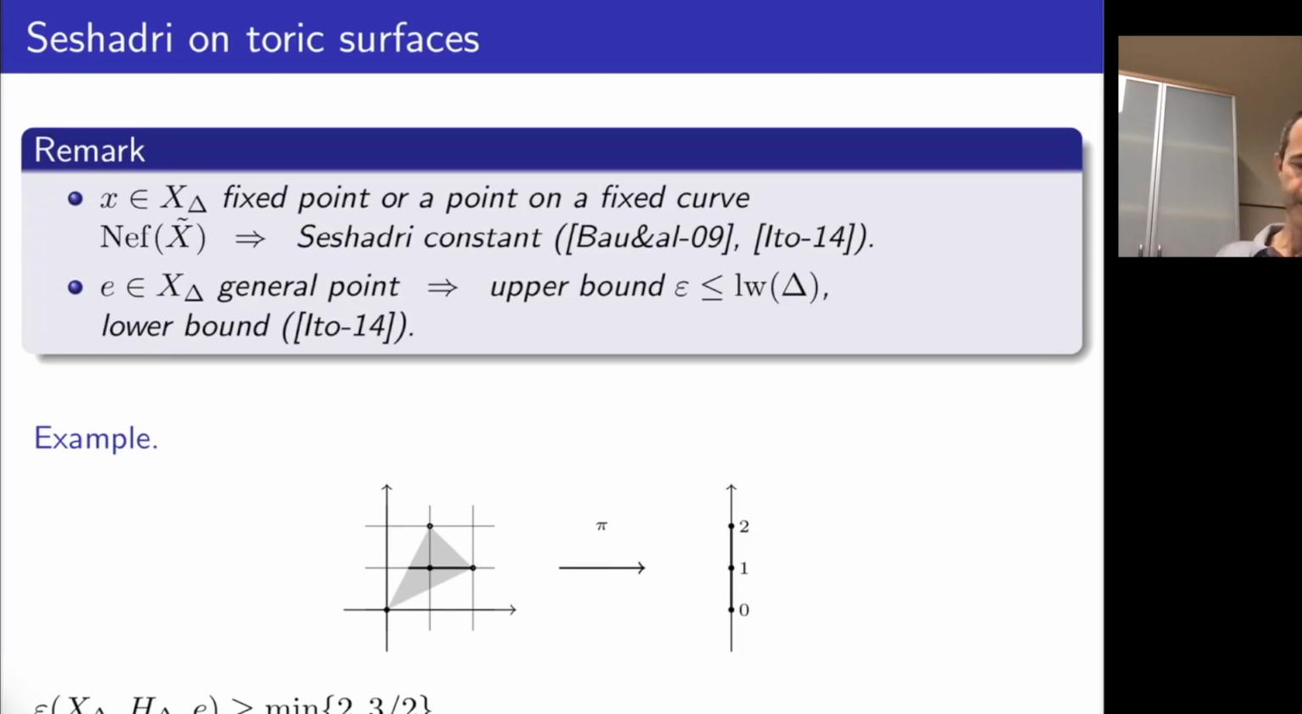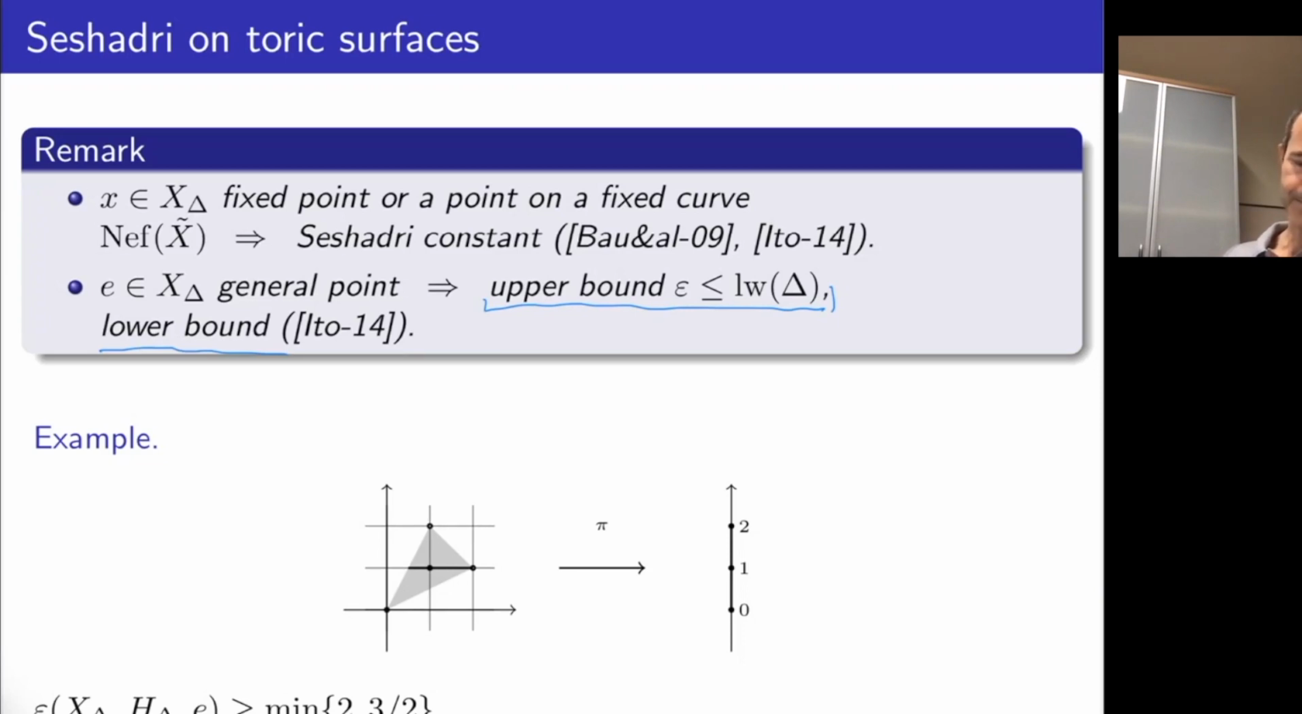So the most interesting case is the remaining one, which is when E is a general point, a point which lies on the 2-dimensional torus. There is a natural upper bound, which is the width of the polygon. And another result is due to Ito, who shows that there is also a lower bound.